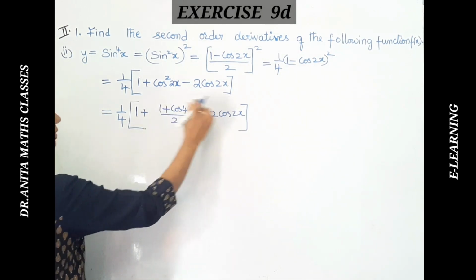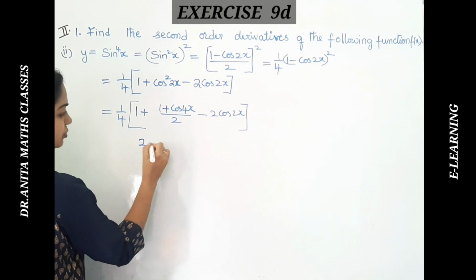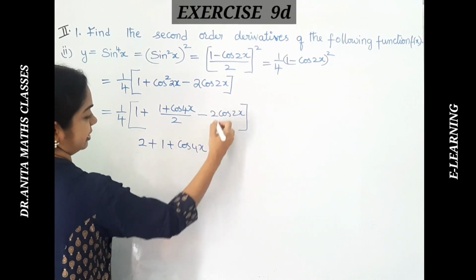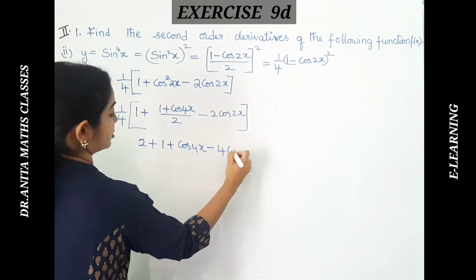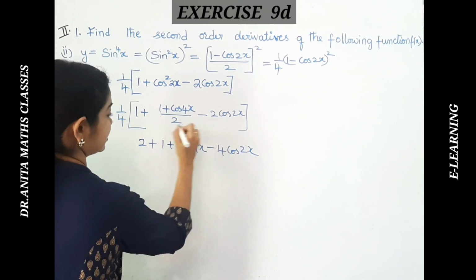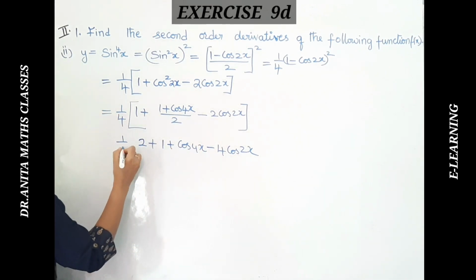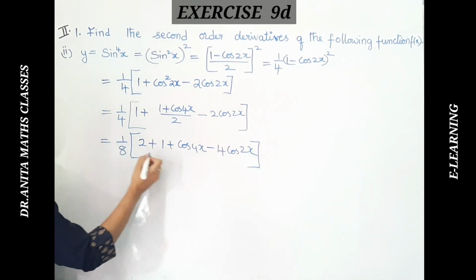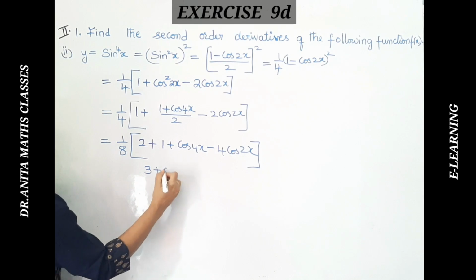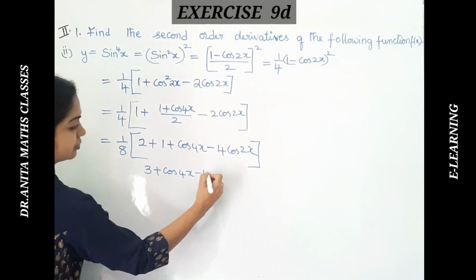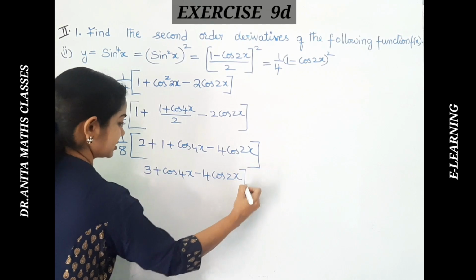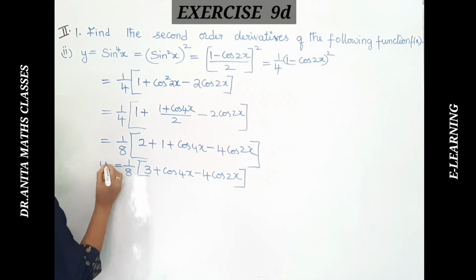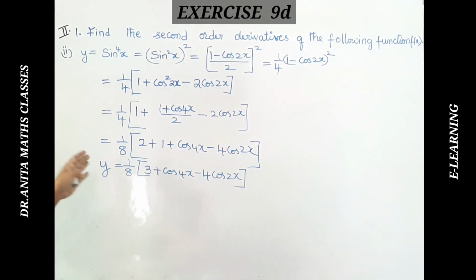Here we will take the LCM. If you take LCM, so 2 plus, this is 1 plus cos 4x. Again here 4 cos 2x. So there are no squares here. If I take LCM 2 out, it becomes 1/8. Yes, I have taken the LCM and shifted it to the outside. So 2 plus 1 is 3 plus cos 4x minus 4 cos 2x. Here there are no squares. So simply this is y. Here I have simplified. Now I can do the first derivative.